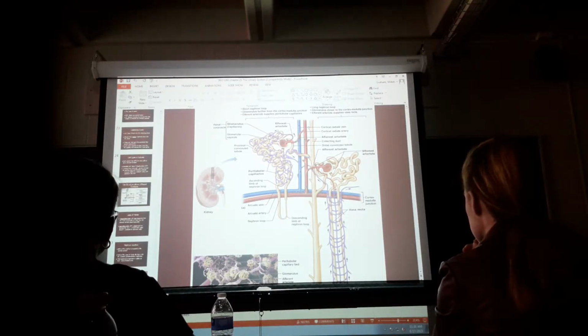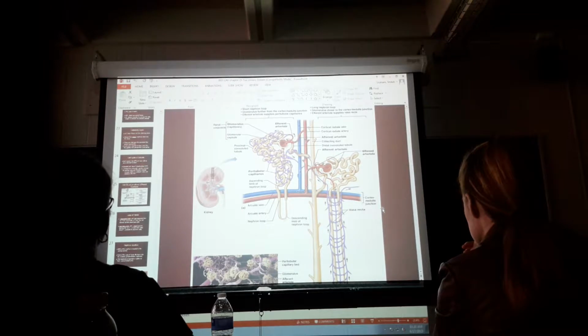If it's up on top, we call those the peritubular capillaries. And if it's down in the liquid panel, we call that the vasa recta. So that's how it gets out of that whole nephron and back into the blood, is through those capillary beds.